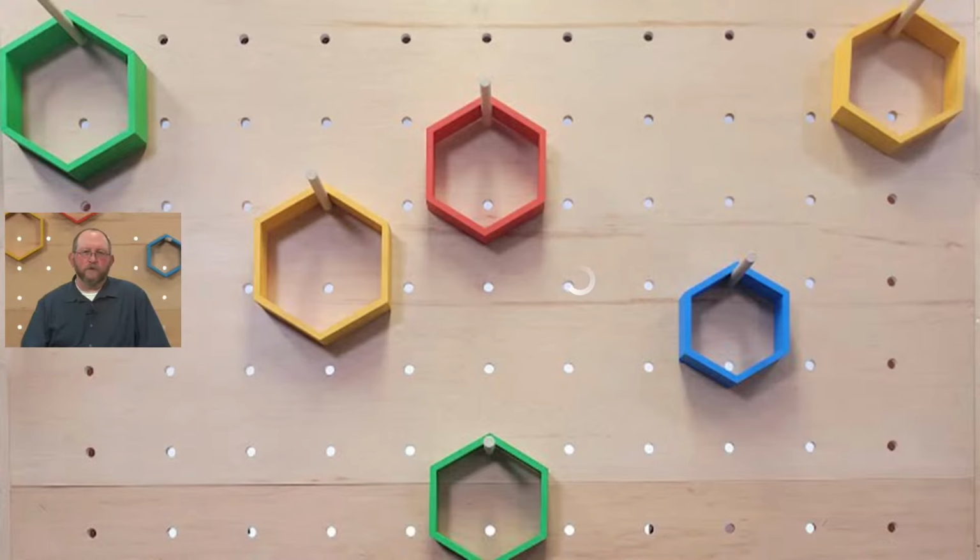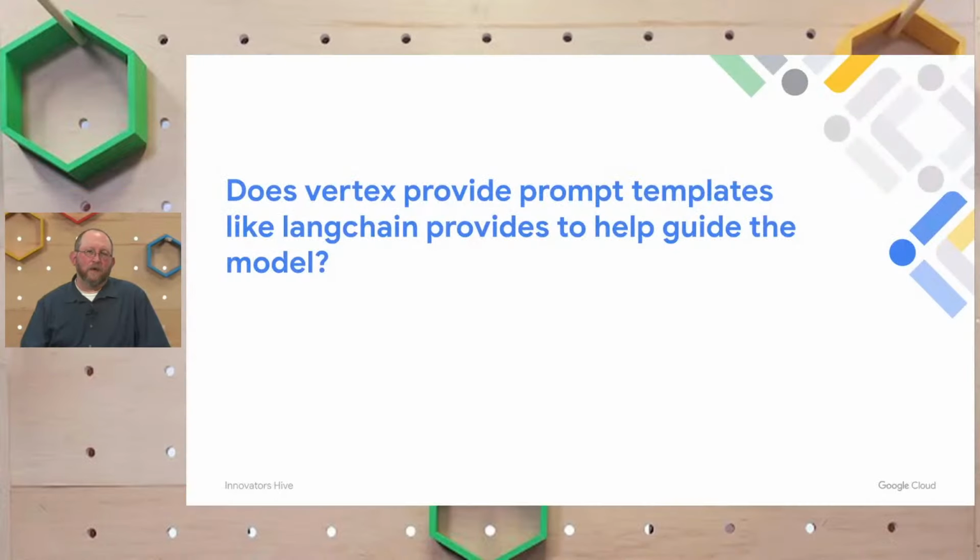Does Vertex provide prompt templates like LangChain provides to help guide the model? I apologize for continuing to punt this to the account team, but I really want to make sure that you get the right answer for your use cases. So I would suggest that you reach out to them so that they can bring in the resources to help walk you through what opportunities would be there for you in working with the models and prompting.